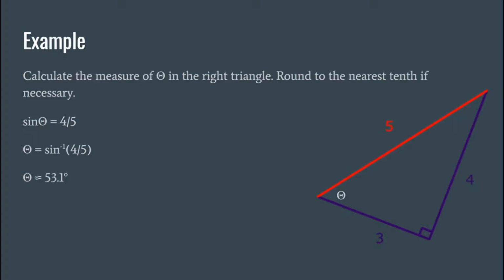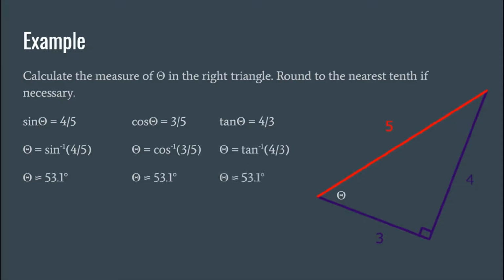Okay, now say you wanted to use cosine, and that's okay too. We can use cosine because we have the adjacent side labeled. So we'll do the same thing. You use the inverse function, so inverse cosine, and then you type this into your calculator, and you should get the same measure. Now let's say you wanted to use tangent instead. Same thing, inverse tangent, type that into your calculator, and you should get the same measure. So no matter which way you use, if you have all the sides given, you can use any of the trig functions. Okay?